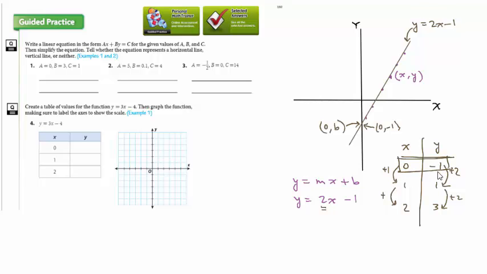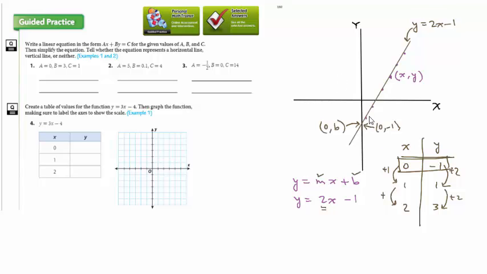X is 0 and y is negative 1. So this is how you read the m and the b. And if the m is negative, it means the line is going to come down like this. So as x increases, y is going to decrease. That's to say that the slope is negative.